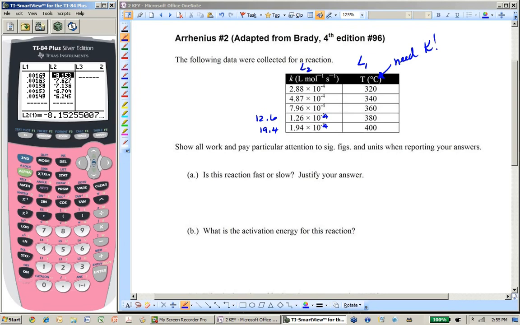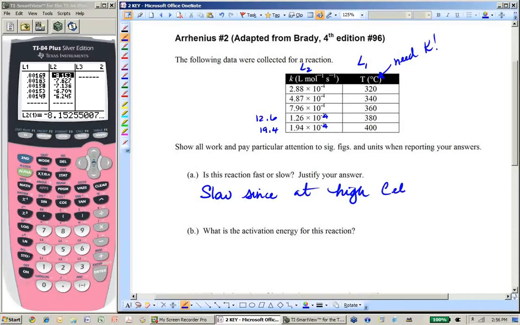Well, those K values are kind of little, on the order of 10 to the -4. Those temperatures are kind of high. I certainly wouldn't want to be in a lab that was at 400 degrees Celsius. So I think it's slow, since at high temperature, the K values are relatively small.